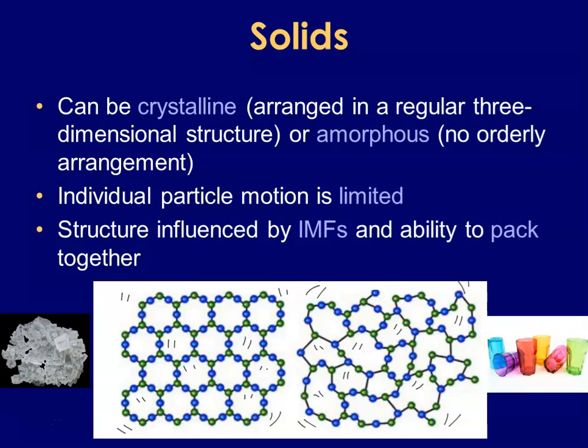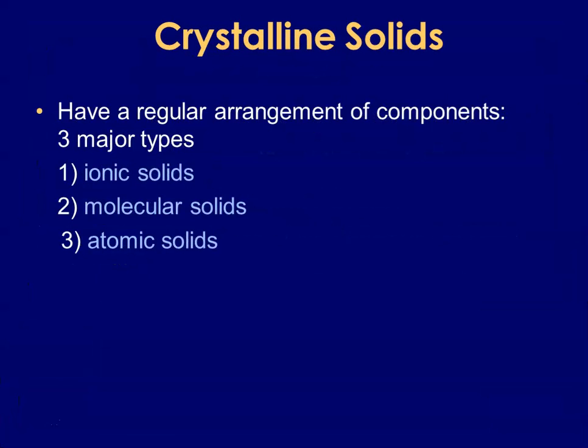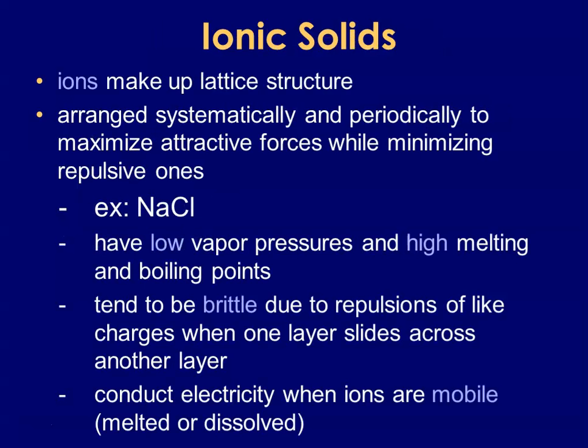So solids can be crystalline or amorphous. When they're crystalline, they do have a definite pattern to them. Amorphous, they don't. Regardless of what type of solid you have, their motion is limited, and how they are joined together in that crystalline or amorphous structure is influenced by their intermolecular forces and how well they can pack together. So we're going to talk about crystalline solids first, your ionic, your molecular, and your atomic solids.